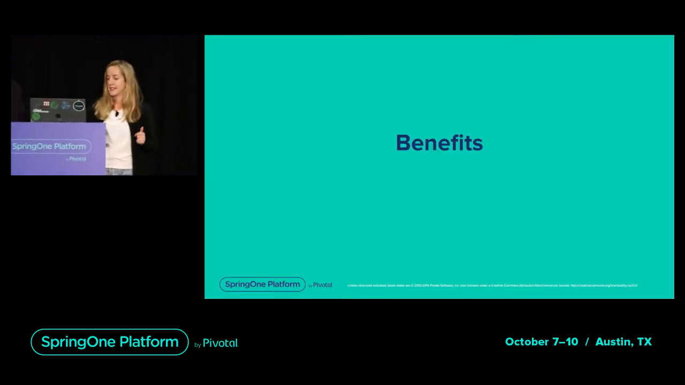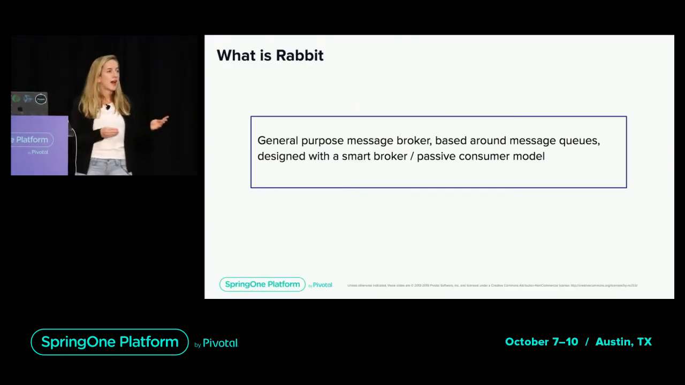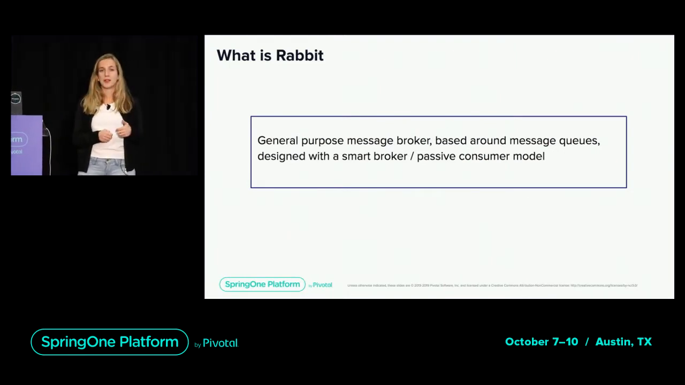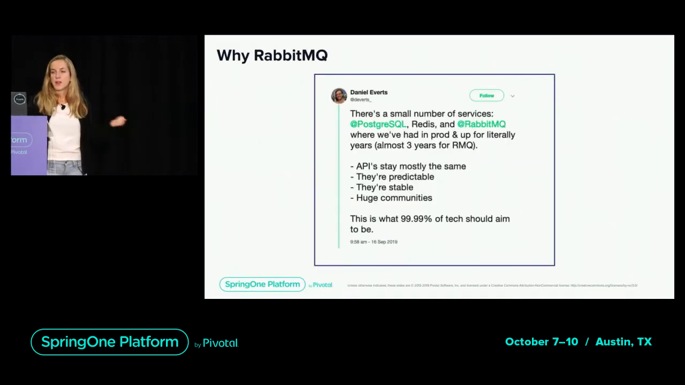So let's start with the benefits. So first of all, what is Rabbit? At a very high level, RabbitMQ is a general purpose message broker based around message queues designed with a smart broker, passive consumer model. And why do people use it?